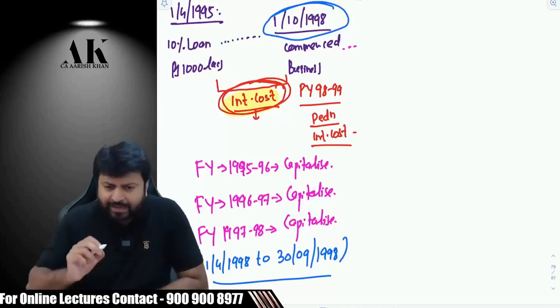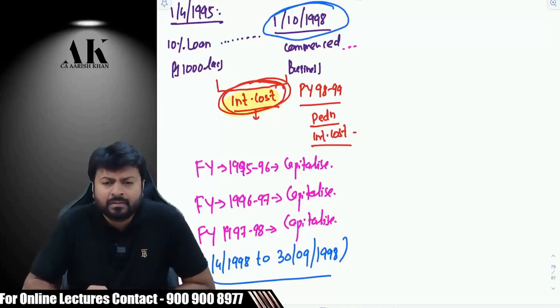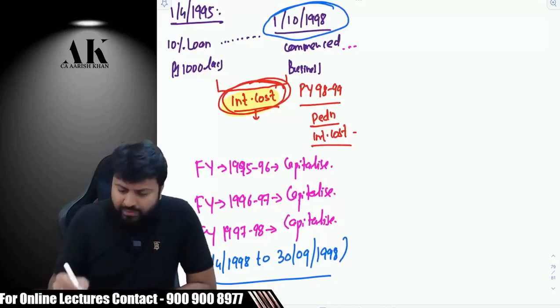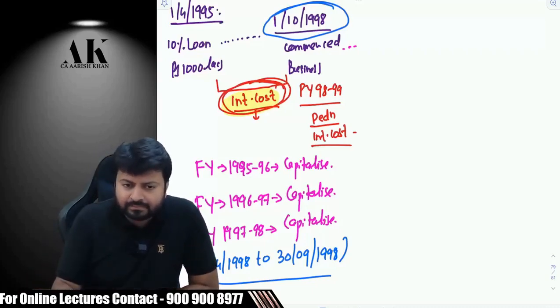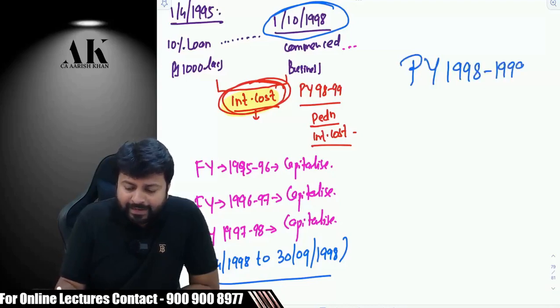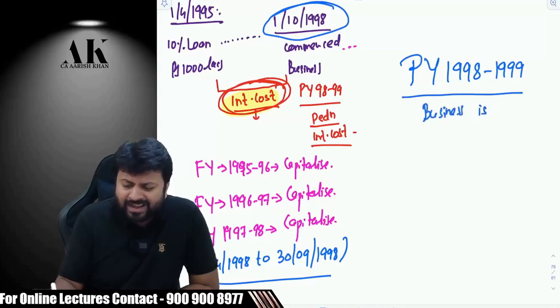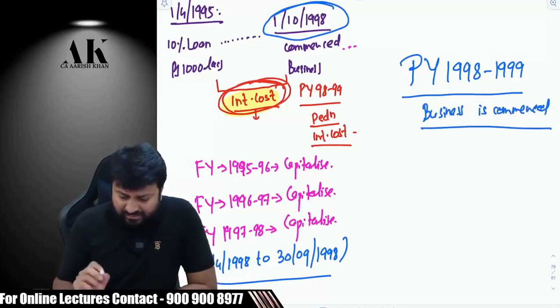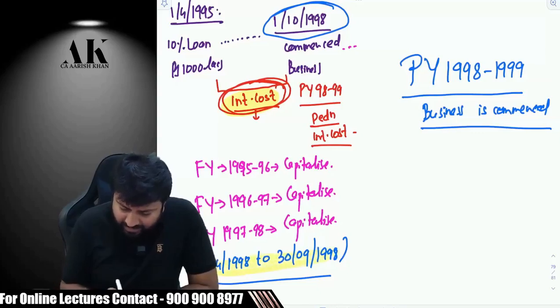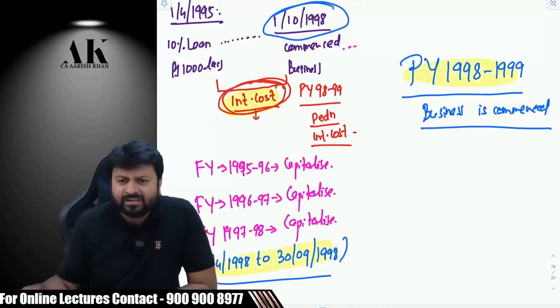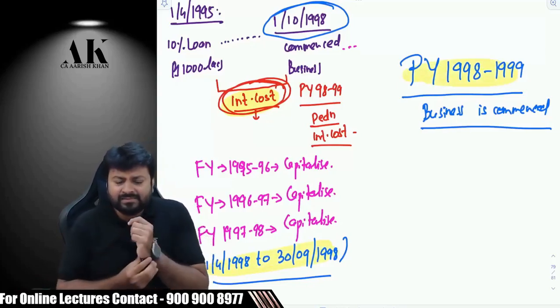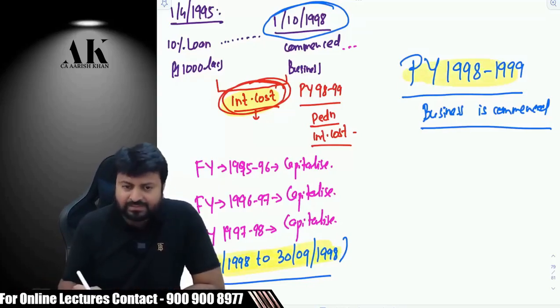Capitalize. Why capitalize? How can you say pre-commencement? What is the previous year? The previous year is 1998-99, right? This is the previous year in which the business is commenced. Does this period also come in this previous year? Yes. Then how is this a prior period? Yes or no?